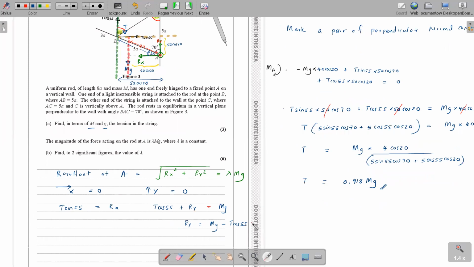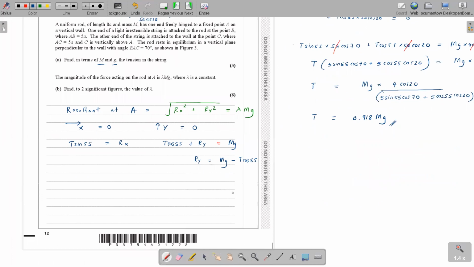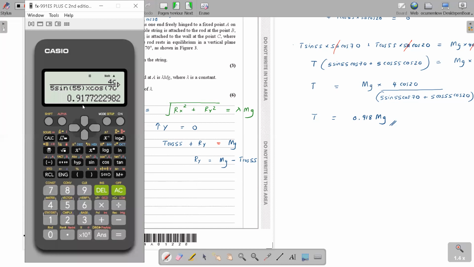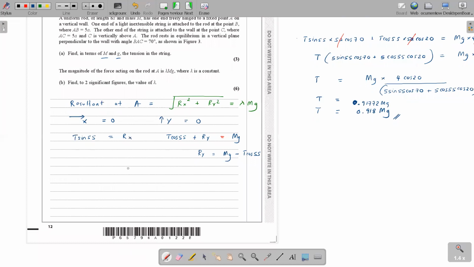Okay, so now it's time to put it into this equation. I think we should have taken a little bit more significant figures here. The tension value should be put as 0.91772. So we'll use the higher significance. Then let's get the resultant. So lambda mg equals the square root of Rx squared plus Ry squared.